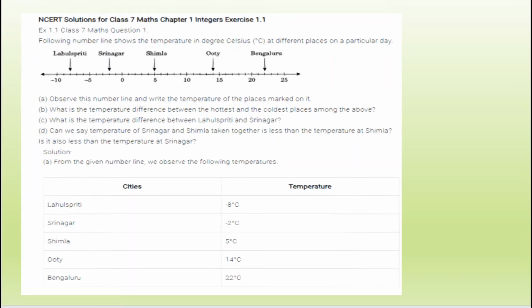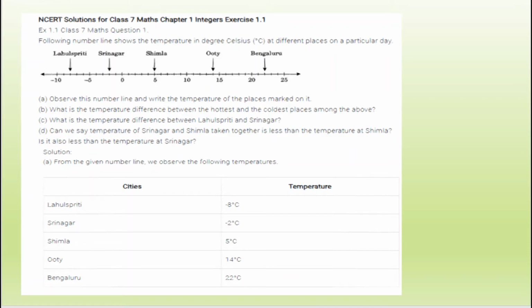Now you can see where the Lahul Spiti arrow is shown, that is from 0 moving towards your left-hand side. Now you can count the number of marks from there, and it was 3 marks beyond minus 5, or 2 marks less from minus 10. So you keep on counting like this, you will be getting the answer, that is minus 8.